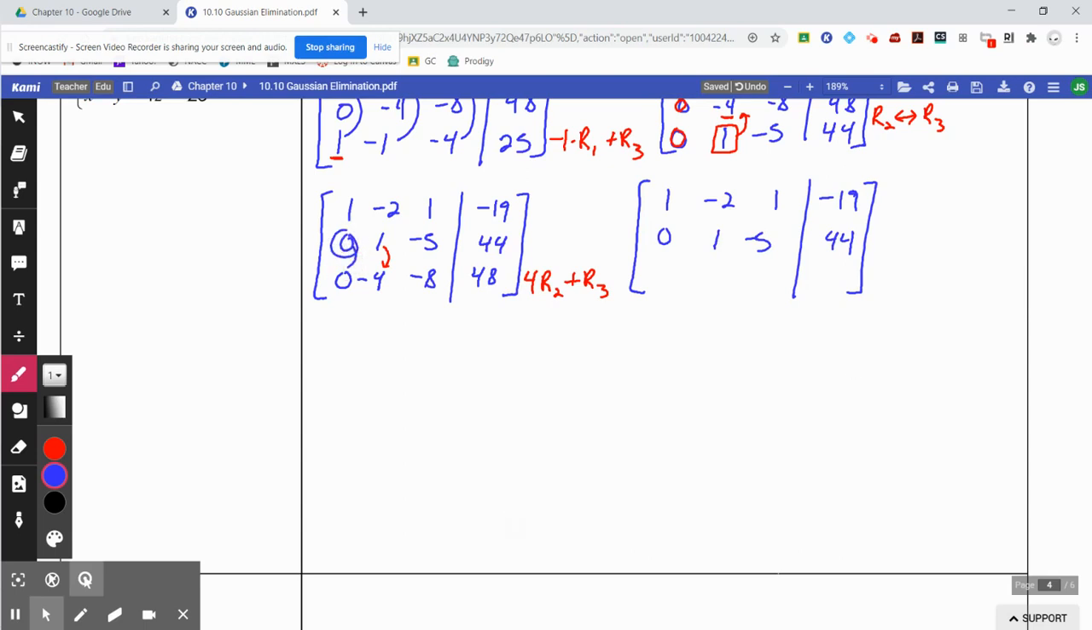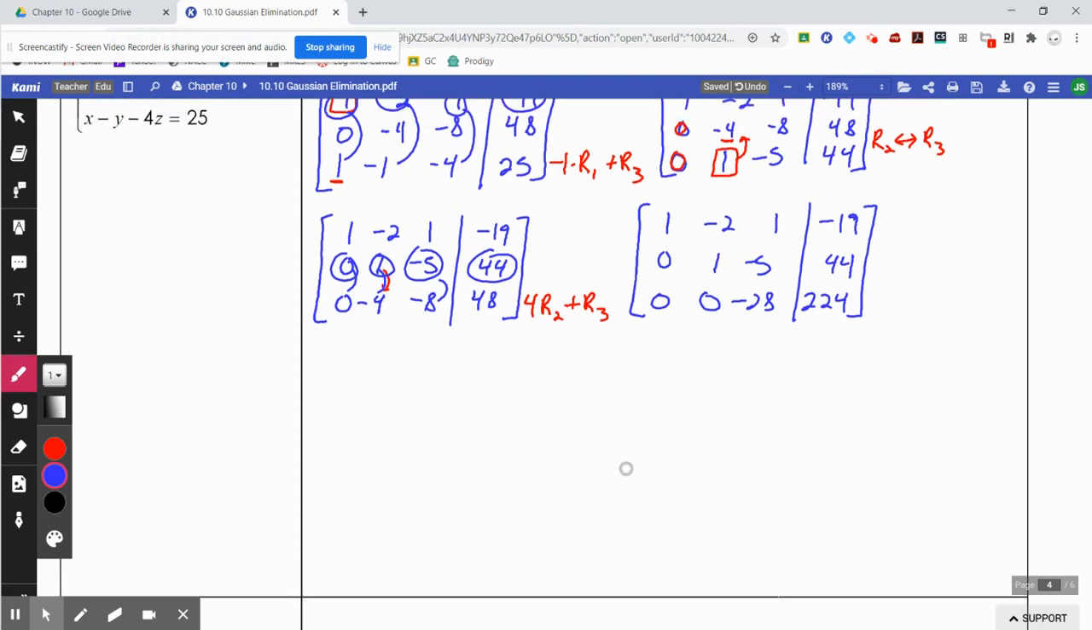4 times this, add it to this. 4 times this, add it to this. 4 times this, add it to this is negative 28. 4 times 44 is 156. Add it to 48, and you get 204. Actually, that's supposed to be 224. There we go. Okay, last step, I need to now make this a 1.